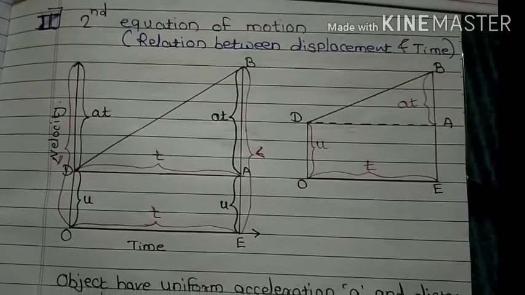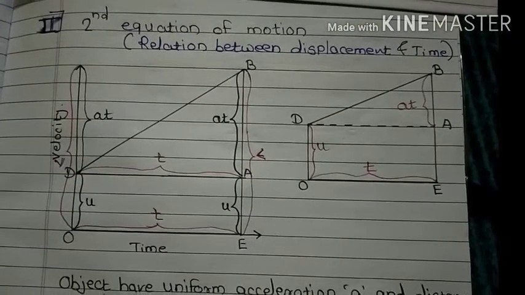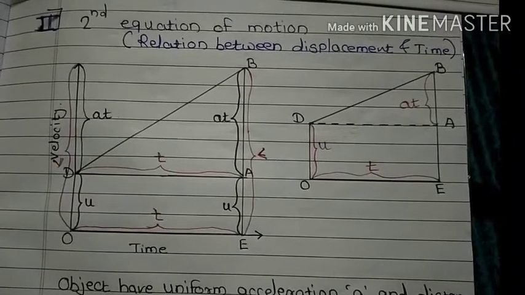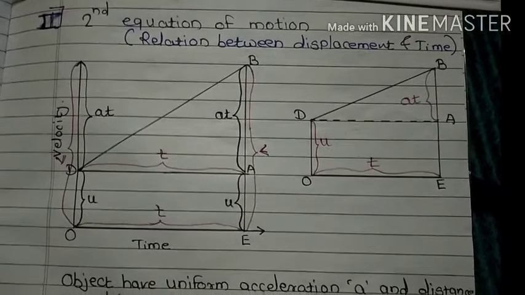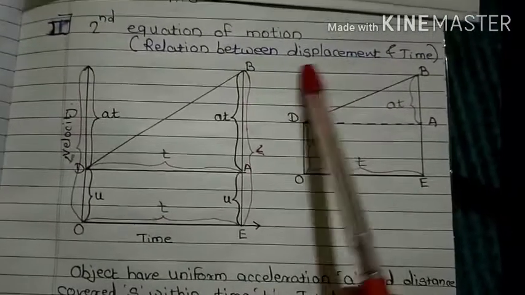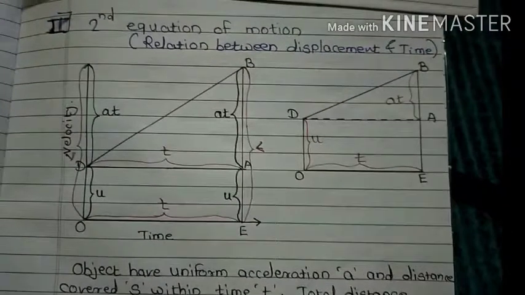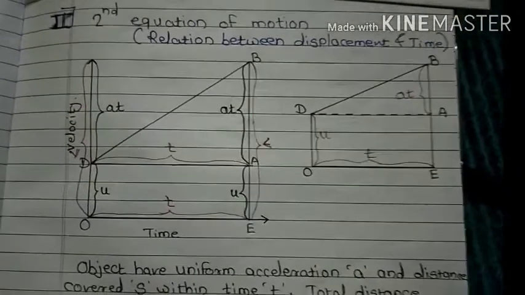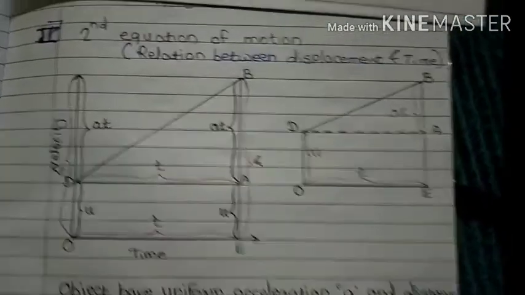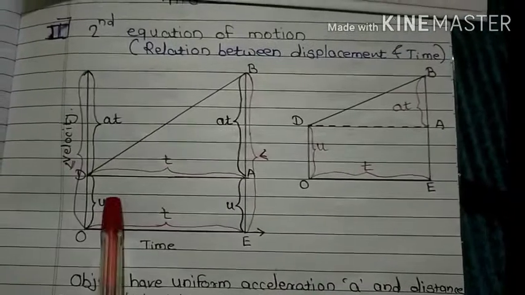After completing the first equation of motion, we are focusing on the second equation of motion. The second equation of motion is a relation between displacement and time. So, to derive the second equation of motion, we are following the same graph.